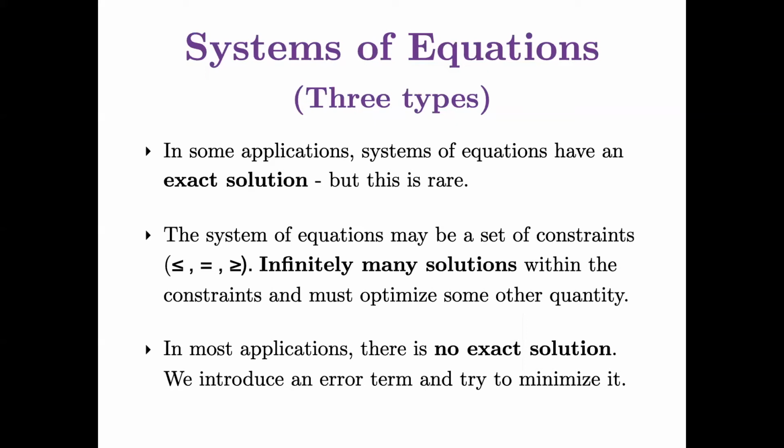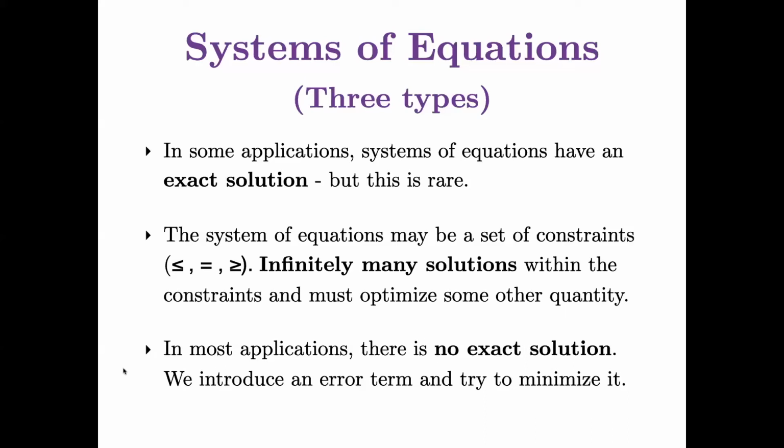And so when you have that type of system where you're looking at a set of constraints, there's often infinitely many solutions within those constraints. And so your goal is to look within the constraints to find some optimal solution where you're trying to optimize some other quantity like profit. So within the constraints of my business, how do I optimize profit?